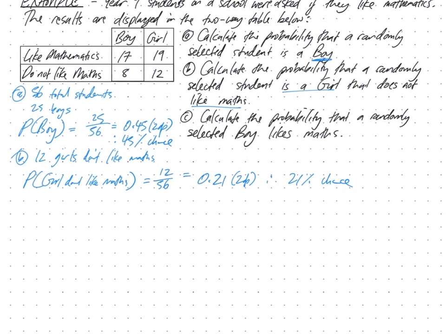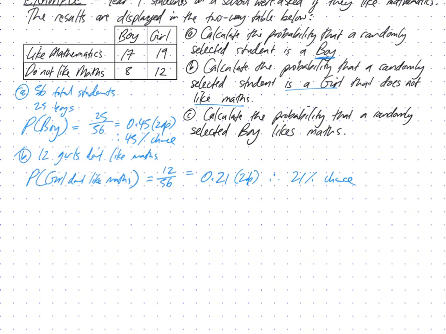And then C, calculate the probability that a randomly selected boy likes maths. So the two keys here are they like maths and a randomly selected boy. You're not selecting a student, you're selecting a boy. So the total that you're comparing to isn't 56 anymore. You're selecting a boy to start off with. So there's 25 boys that you're selecting from. And how many of them like maths? 17. 17 like maths, 25 boys.